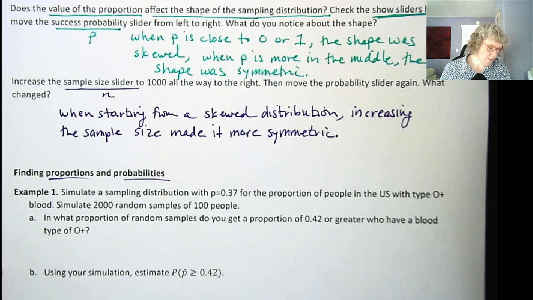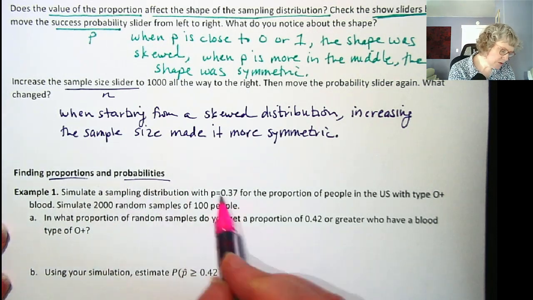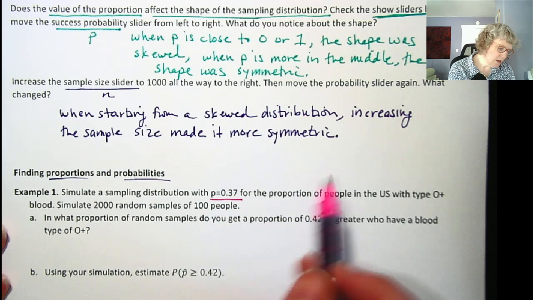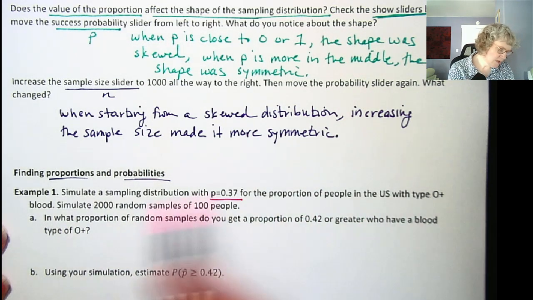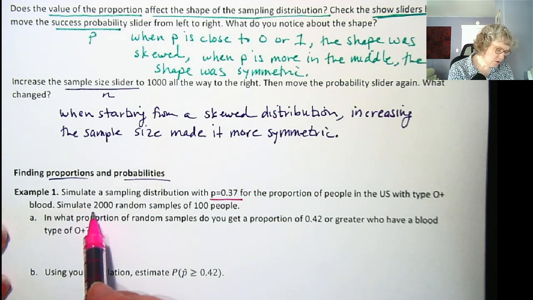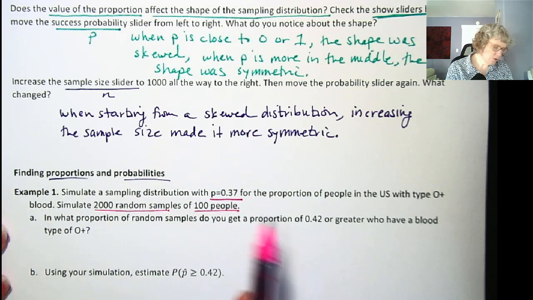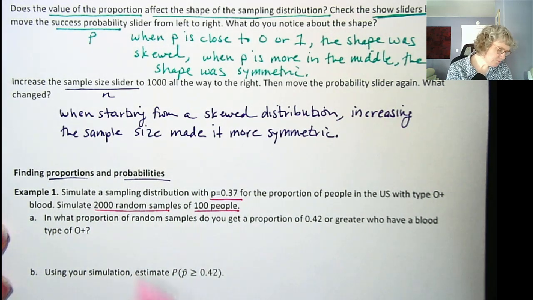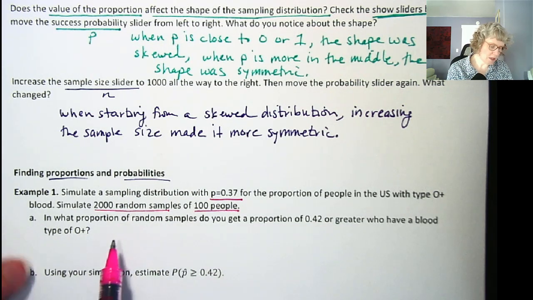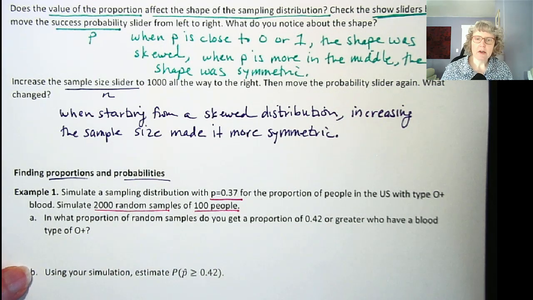So keeping the same simulation I've already got going, because it says simulate a sampling distribution with p equal 0.37 for the proportion of people in the US with type O blood. Simulate 200 random samples of 100 people. It says, in what proportion of random samples do you get a proportion of 0.42 or greater who have a blood type of O plus or O positive? Okay, so we want greater than 0.42.